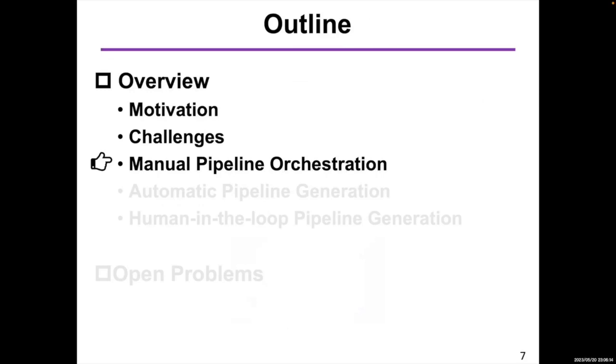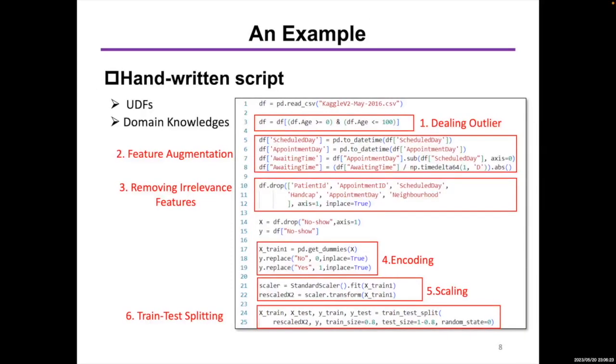Okay, then I will introduce manual pipeline orchestration, which is orchestrated by experts. This is one example of a manual pipeline. It is usually orchestrated by experts and presented as a user-handwritten script. There are 6 steps in this pipeline, namely dealing with outliers, feature augmentation, removing irrelevant features, encoding, scaling, and train-test splitting. We can find that manual pipelines usually contain many user-defined functions, and users can easily leverage their domain knowledge.